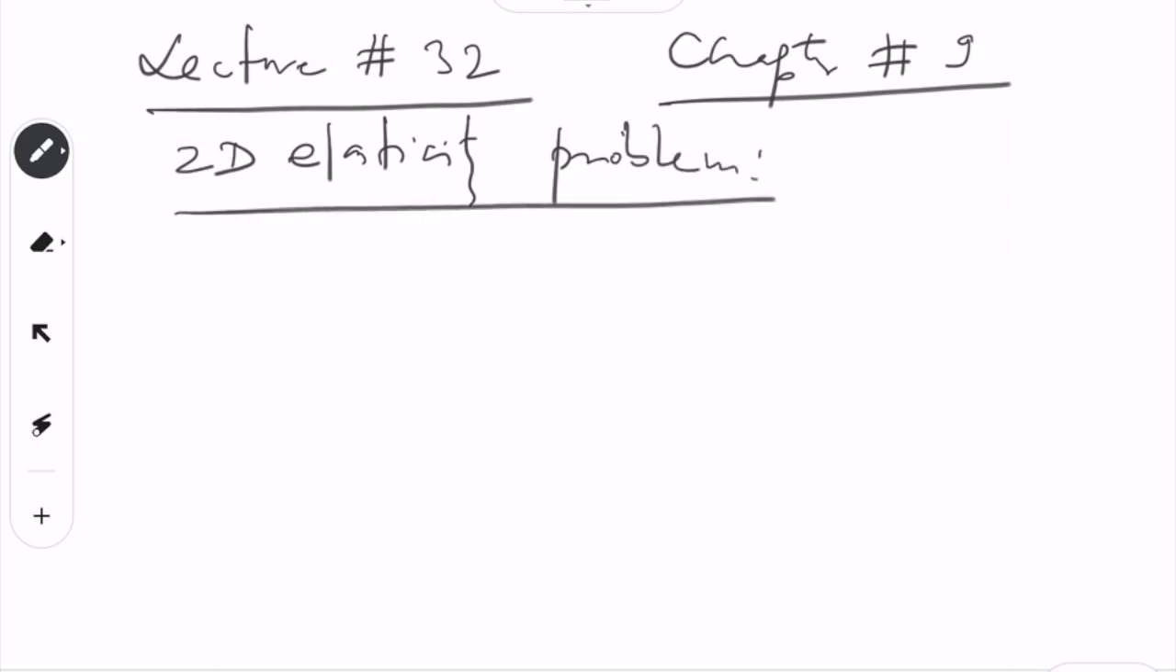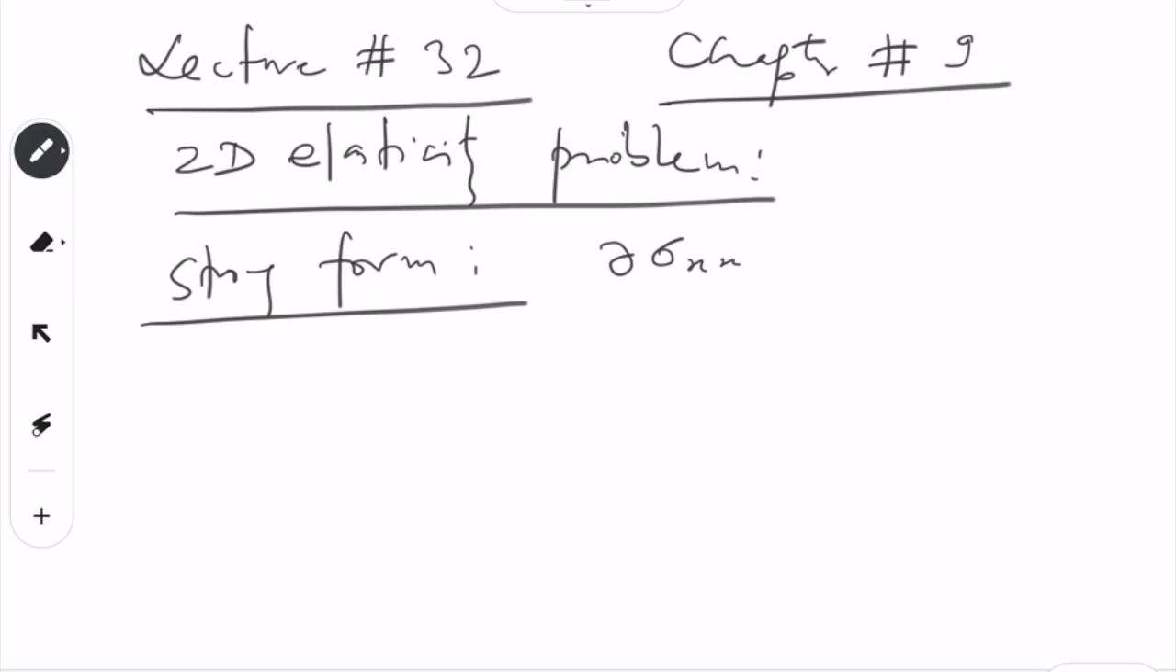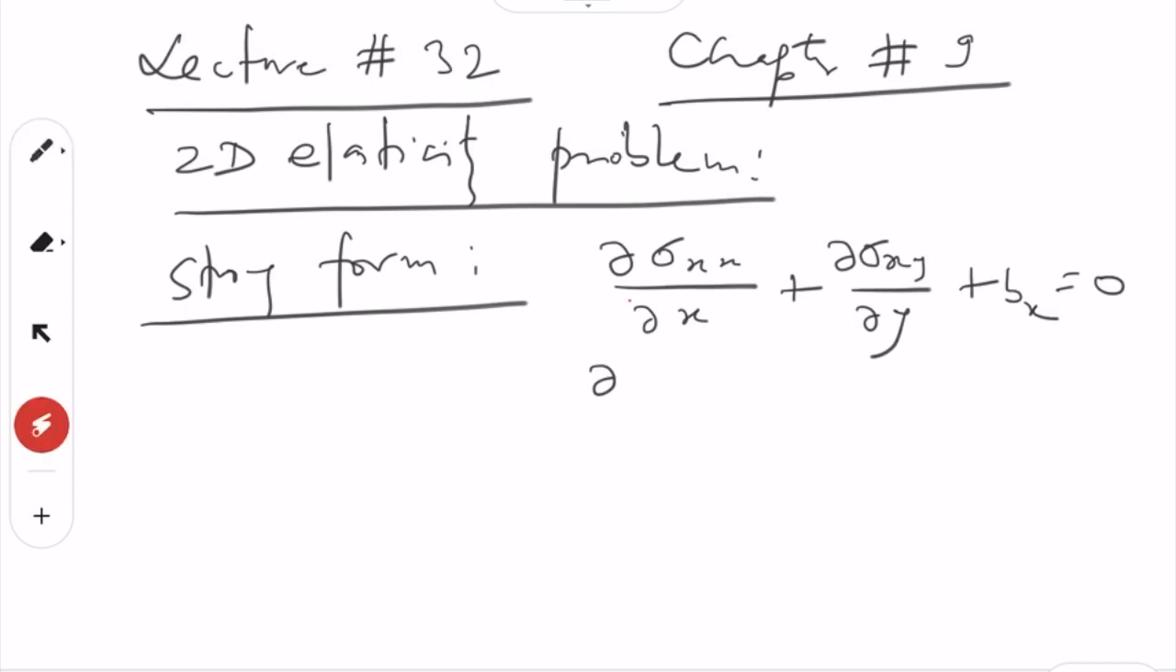In the last class we derived the strong form, okay, and the strong form is something like this. In scalar form we had del sigma xx divided by del x plus del sigma xy by del y plus bx equal to 0. Okay, this is equilibrium in the x direction.